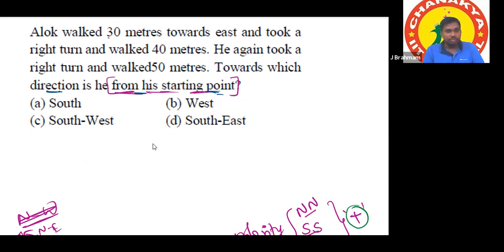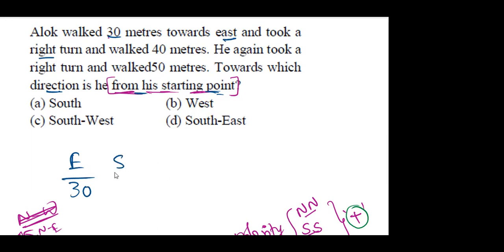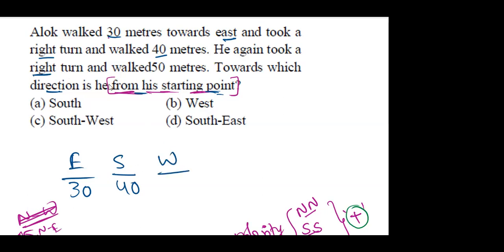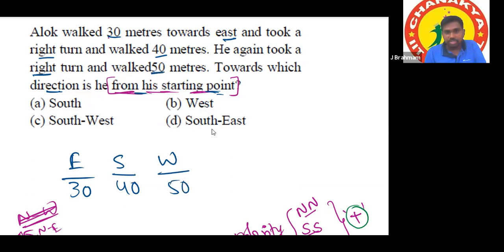But here also we don't need to draw the diagram. Alok walked 30 meters towards east. Then turned right. East to right means south. What is the next distance? 40. Next, left or right? Right. South to right means west. Distance 50 meters. That's all.